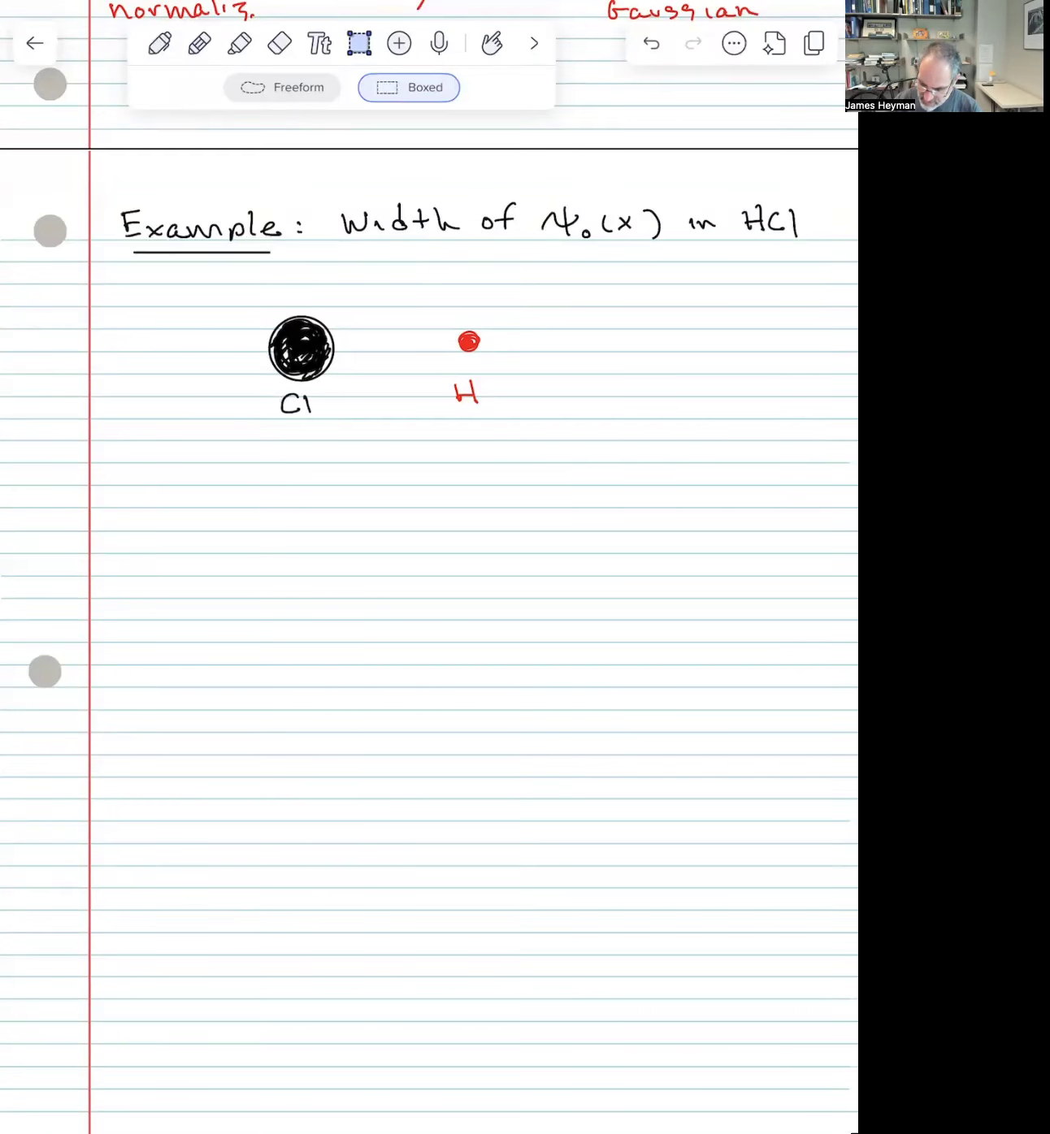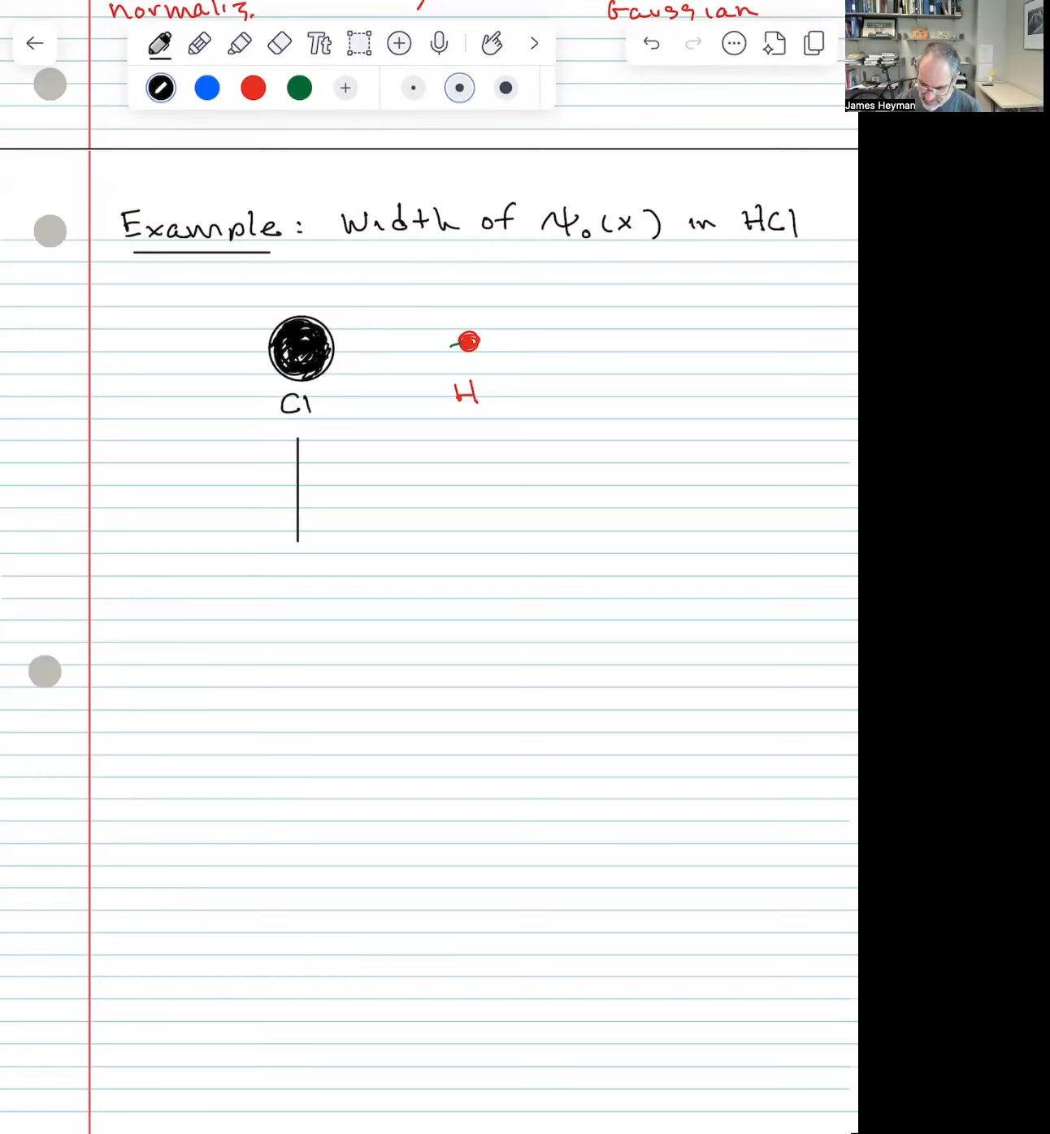So here's what we're trying to do. Imagine our hydrogen chloride molecule here with the chlorine and hydrogen joined together by a chemical bond. And remember, what we're really doing is approximating this bond as if it were a spring with some spring constant, kappa or K. Okay? And what I'd like to do now is to estimate the uncertainty in the position of the hydrogen atom.